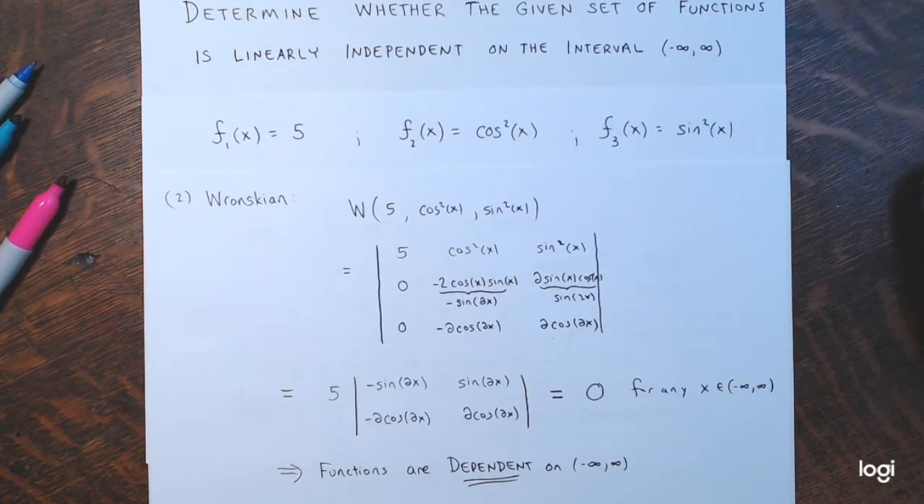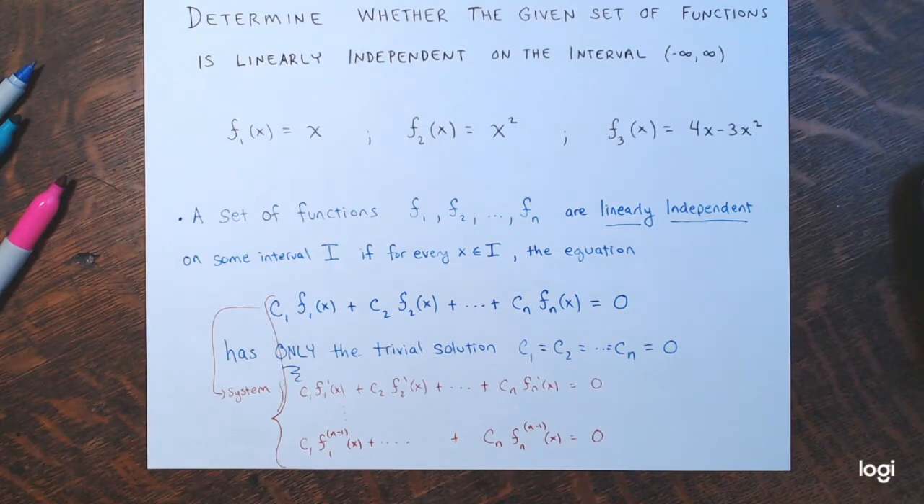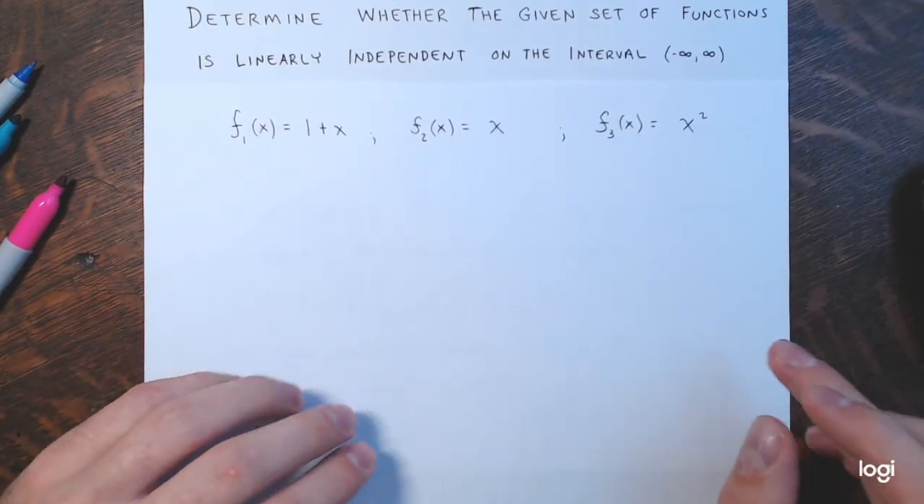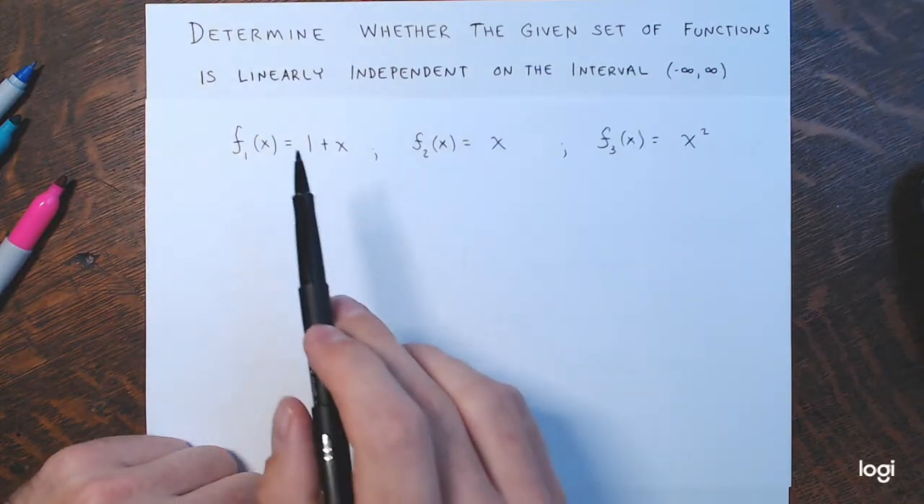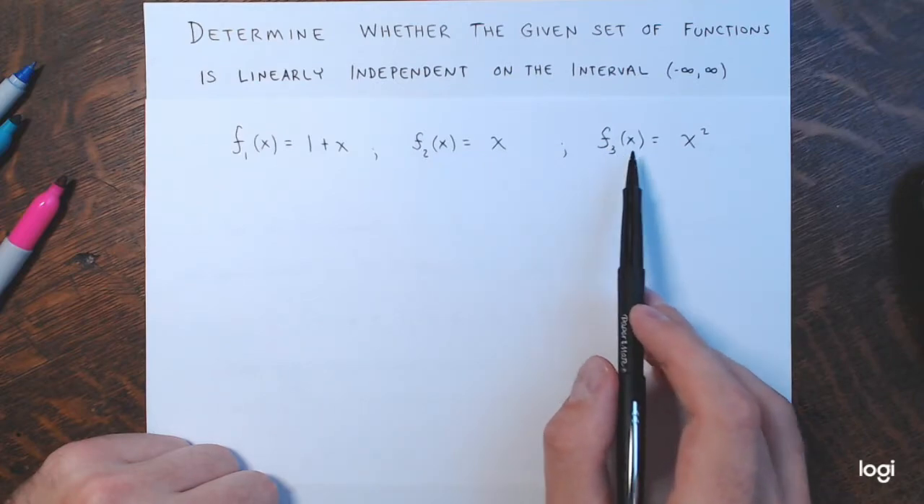All right, now I know you're thinking, hey, are we ever going to get to an example where the functions are linearly independent, where this determinant's non-zero for all the values in the interval, for every real number. So that's what I've got in my last example. All right, so I've already spoiled it. The set of functions in my last example here are linearly independent. Okay, but let's show this. All right. So the functions now are f1 is 1 plus x, f2 is just x, f3 is x squared.